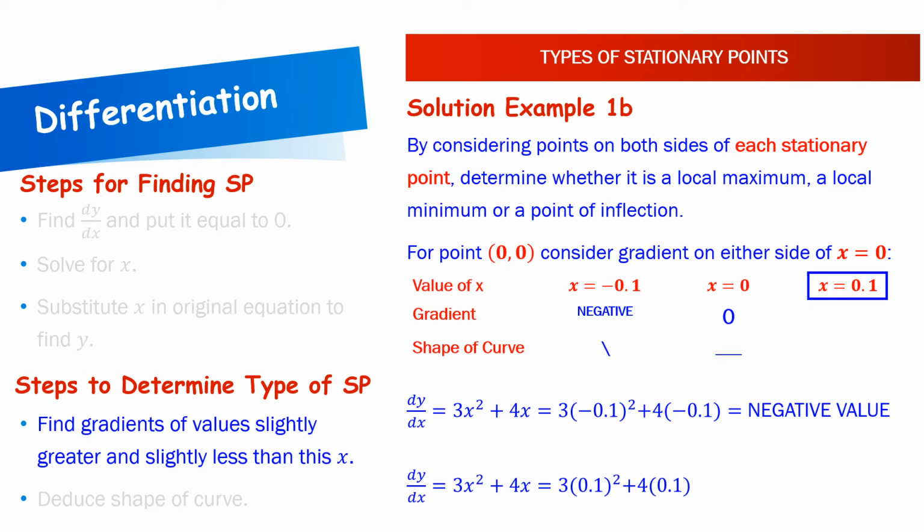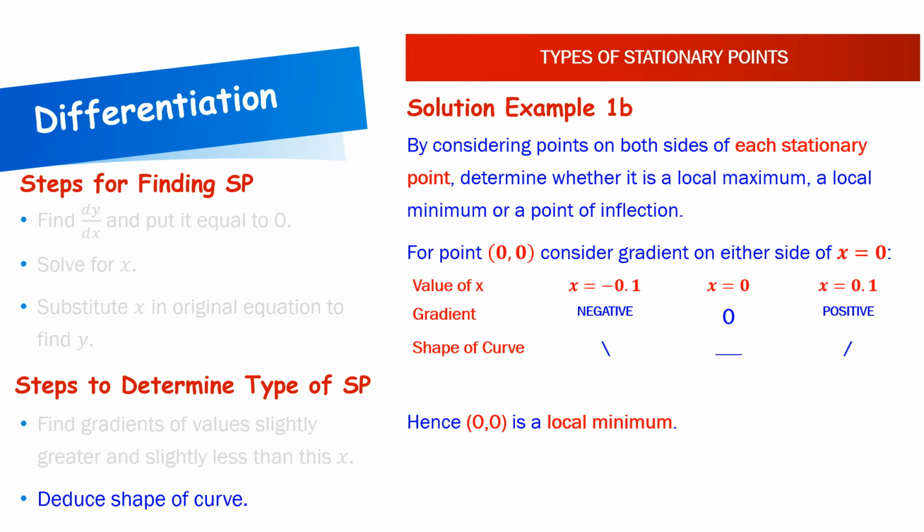Let's do likewise for x equals 0.1. Plug this value in to dy/dx. This time we obtain a positive value. Therefore, at x equals 0.1, the gradient is positive and the shape of the curve is as shown. And therefore, we have that (0, 0) is a local minimum.